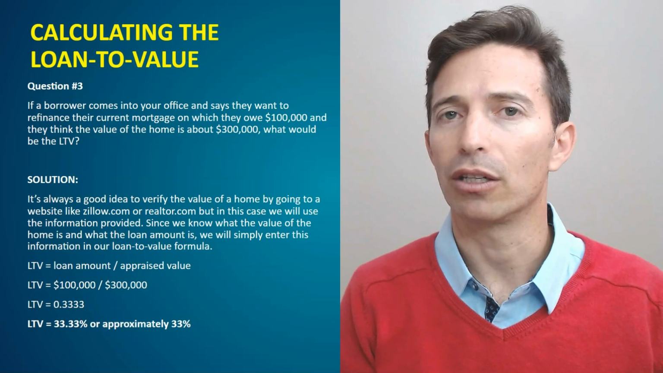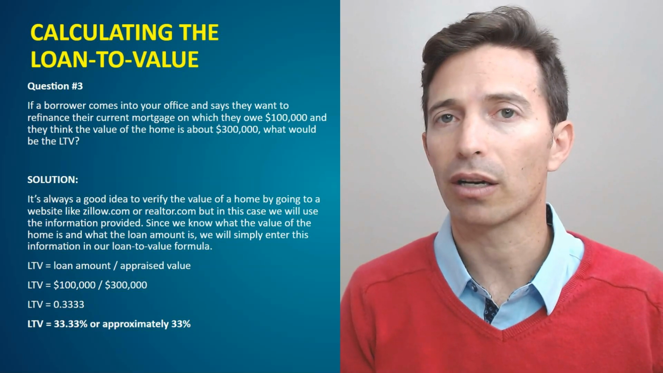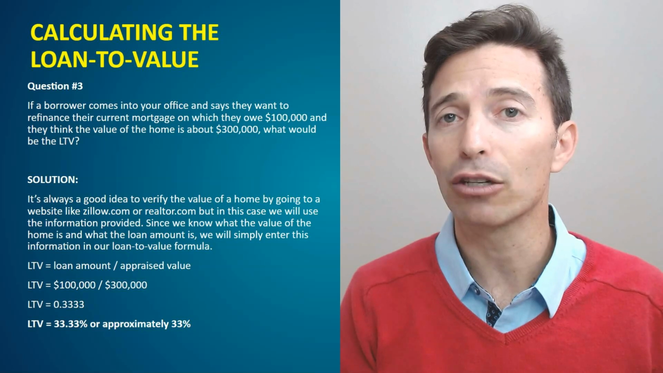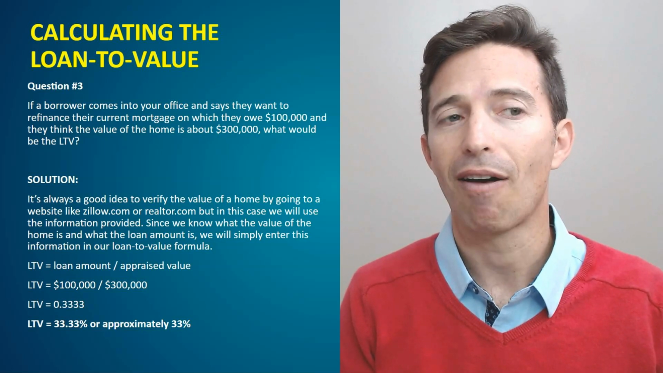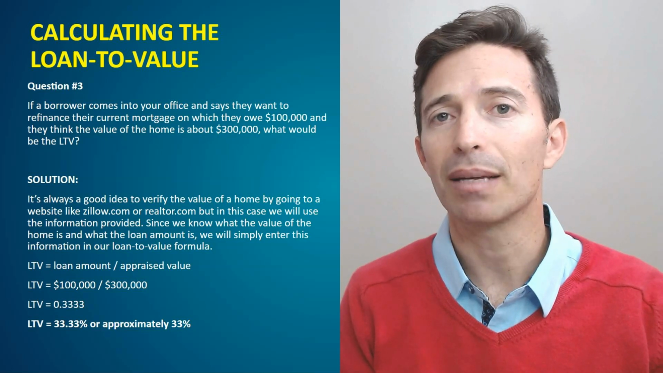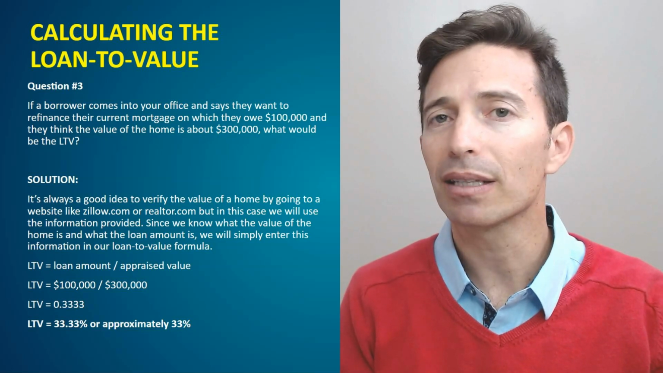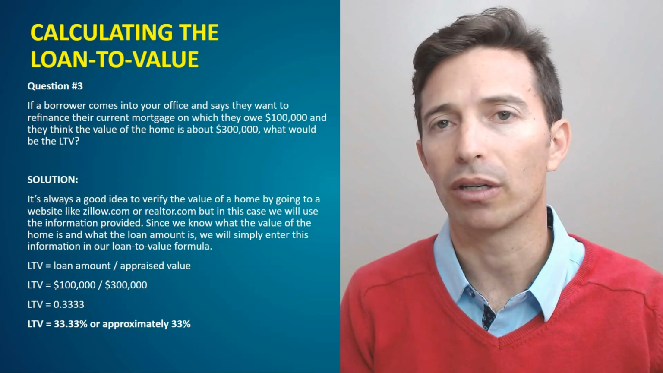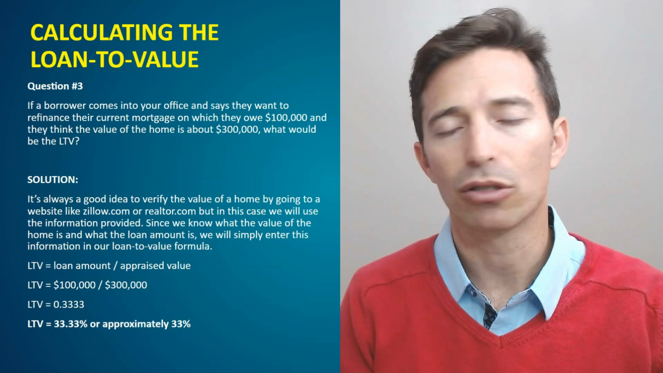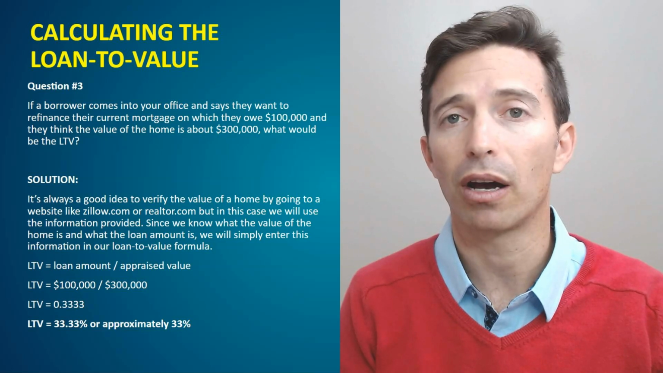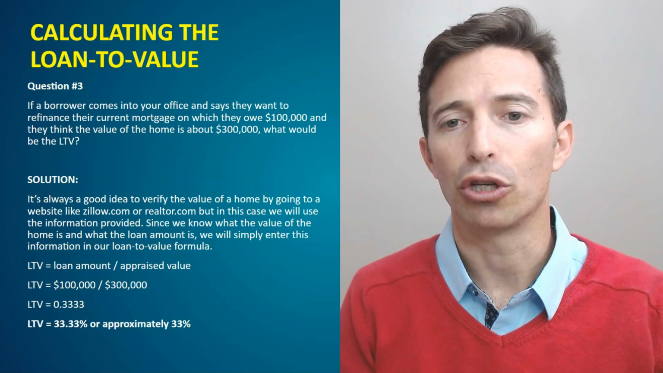In order to do that, you can use a website like Zillow.com or Realtor.com and simply enter their address in the search bar. And when you do, you're going to see that it gives you the estimated value of the home. Now that estimated value isn't 100% accurate, but it gives you a much better idea of what the home is actually worth. Sometimes it's wrong, sometimes it's spot on, you never know. So we're going to use that value.